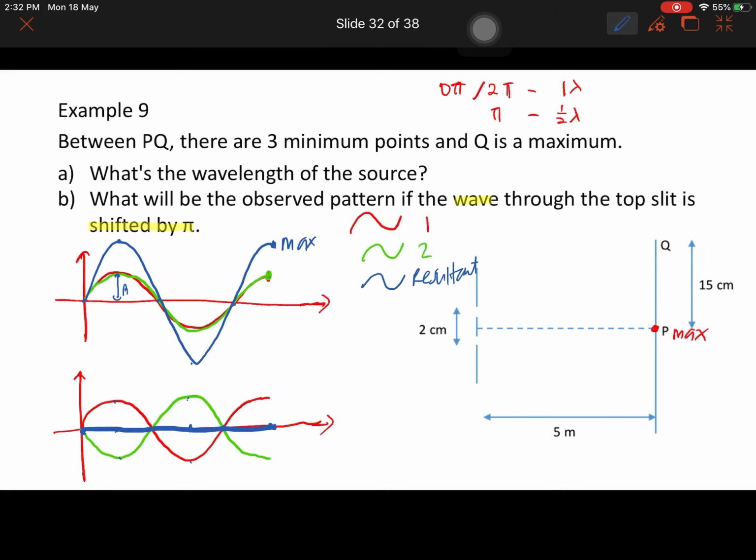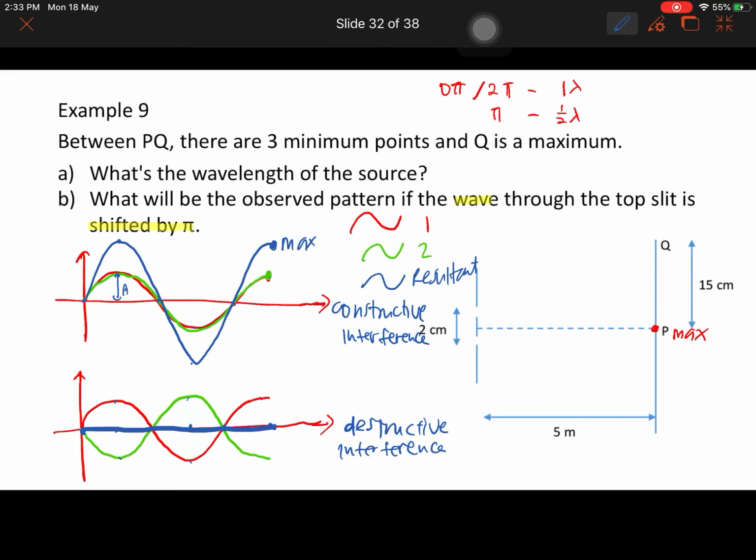So we actually end up getting destructive interference. So this is called destructive interference. And this is at point P after the top slit has been shifted by pi. So initially this was constructive interference, right? Because we get maximum value.